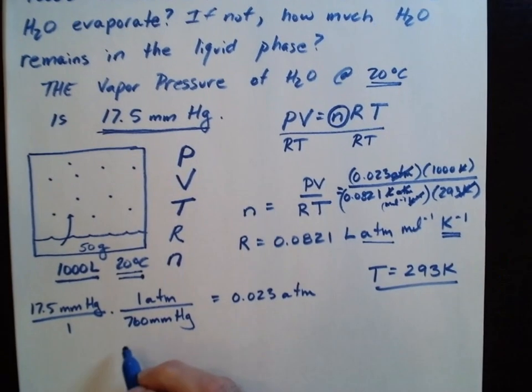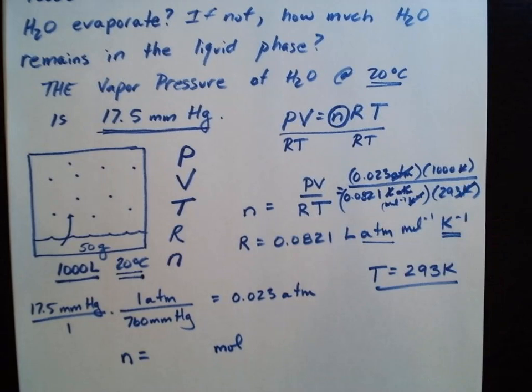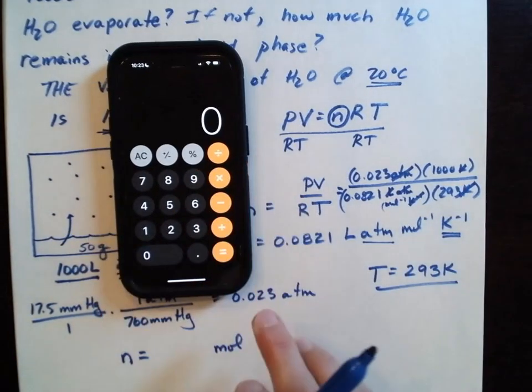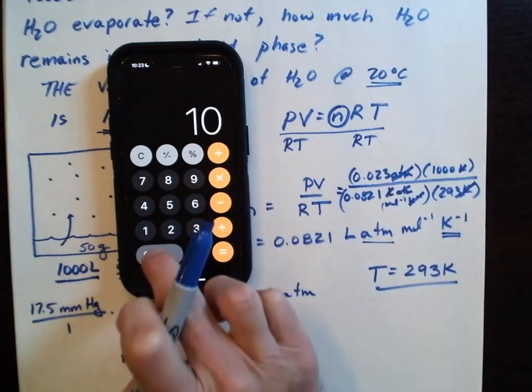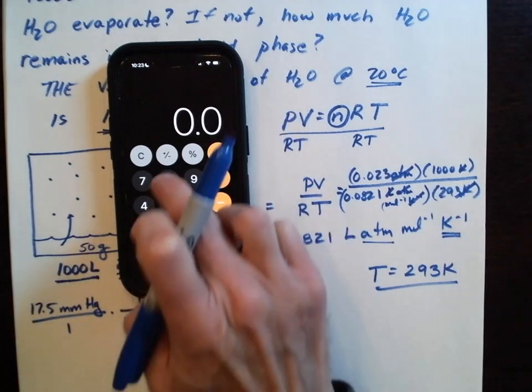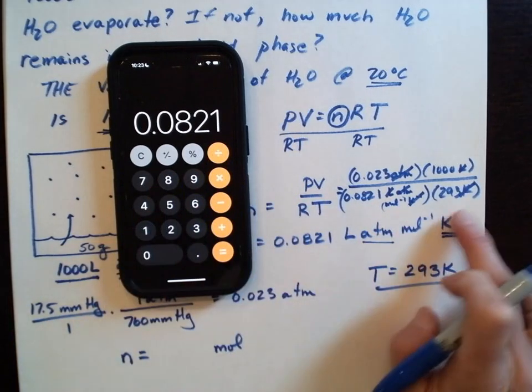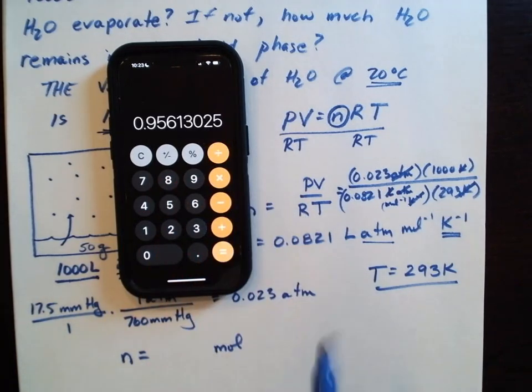So we know that our moles is going to be whatever this calculation comes out to. Let's do the arithmetic. I take 0.023, I multiply by 1,000, I divide by 0.0821, and I'm also going to divide by 293. We're going to get 0.96 moles of water.